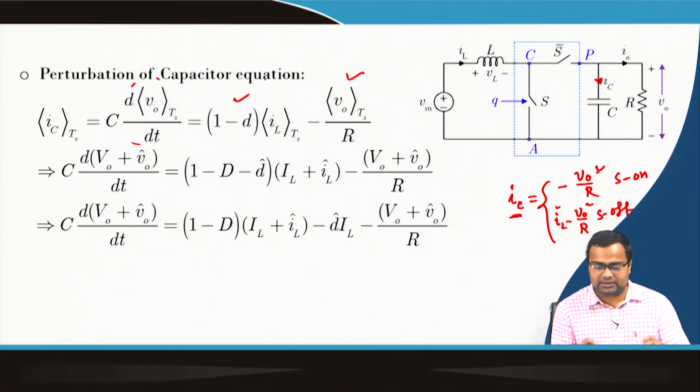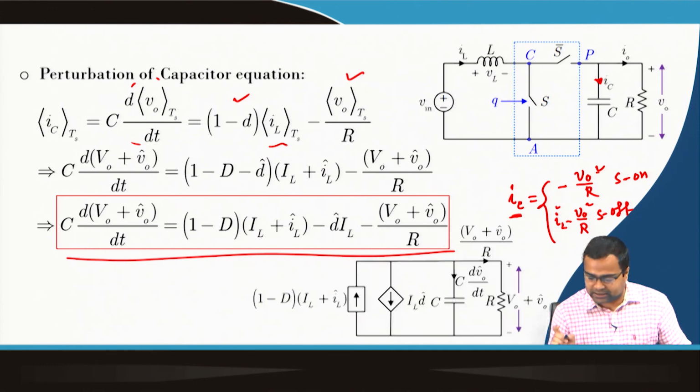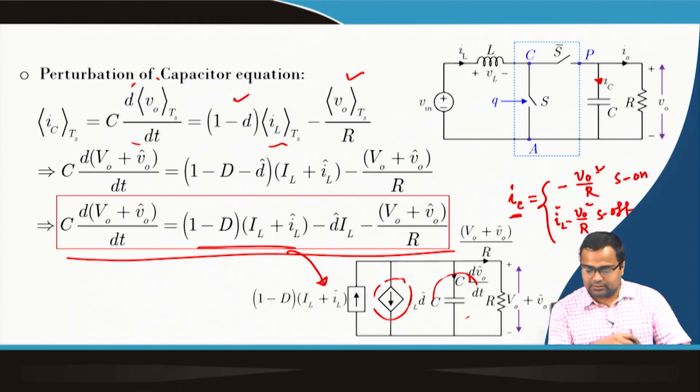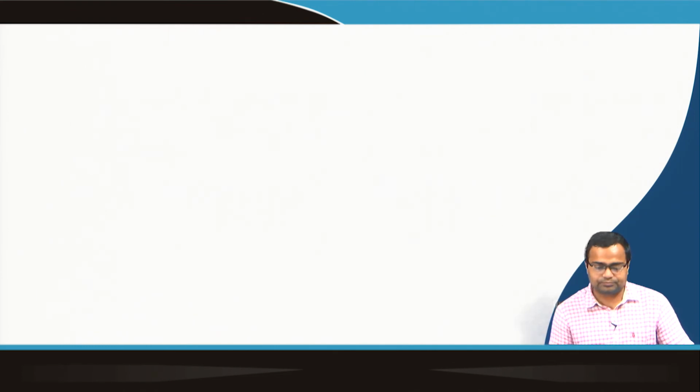Again, we expand this average quantity with its steady state quantity plus perturbation. So, you can write down this expression, and if we ignore the product of perturbations, then the derivative of this term will consist of this term, which is here, minus this term, which is going down, and then minus V_0 by R, which is nothing but this voltage divided by the resistance, which is going out.